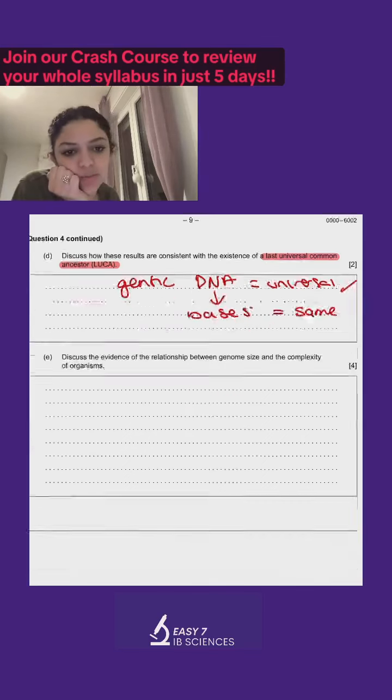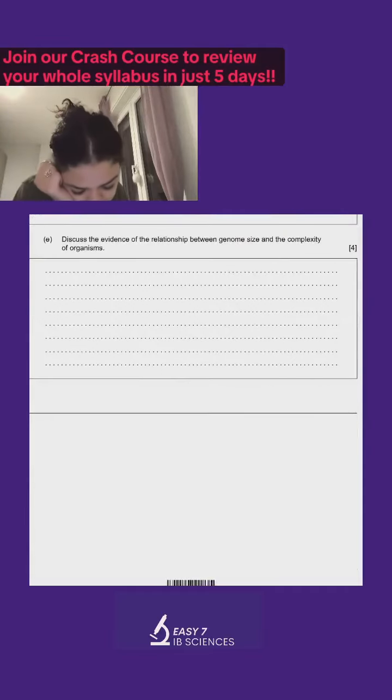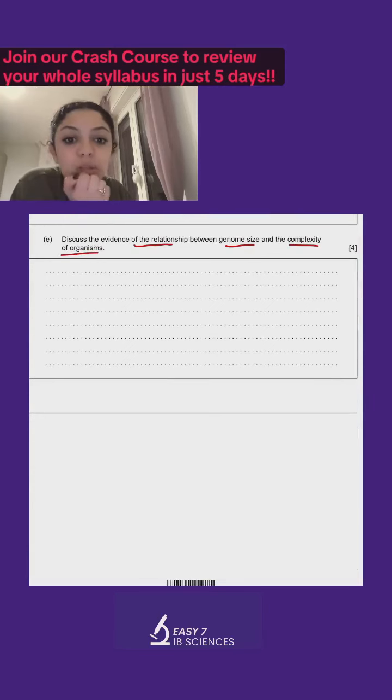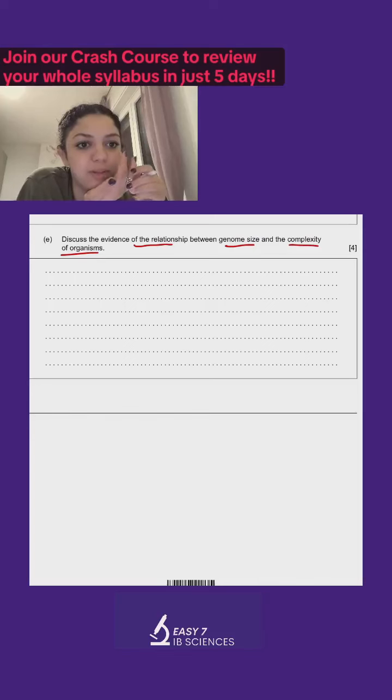Now, for HL, you would need to know this a lot more. Next, it says, discuss the evidence of the relationship between the genome size and the complexity of the organism. This is a really good one because in IB, this is such a common question. And in the crash course, we really talked about how much this is set up as a trap for students. So if you weren't paying attention before, lock in now because this is so common. And the fact that they're still bringing this up in the new syllabus is crazy.